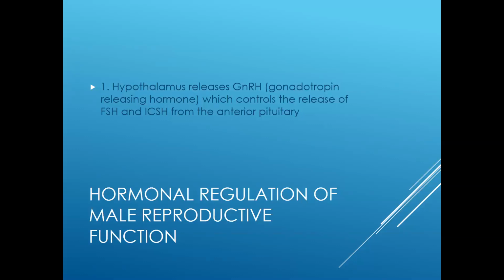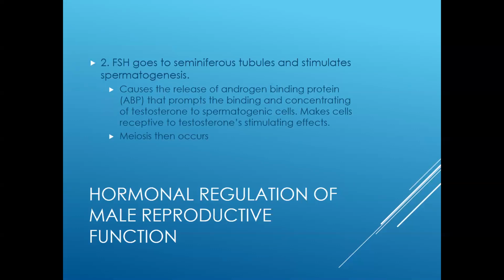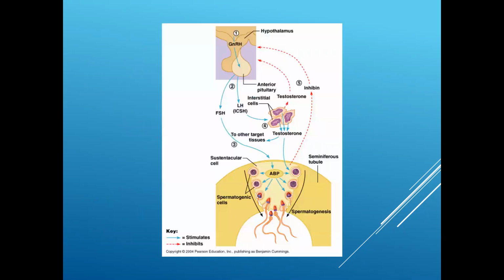So here we're going to use the same hormones that we use in the female to work in the male. So FSH is going to go to the seminiferous tubules and stimulate spermatogenesis. There's a couple of things that need to happen. First, we're going to release a protein called androgen binding protein that is going to cause testosterone to bind to the spermatogenic cells, because the testosterone is really what's going to trigger meiosis. I don't know if you're familiar with it, but if a man has low testosterone production, he's going to be pretty infertile. That's the word I wanted.